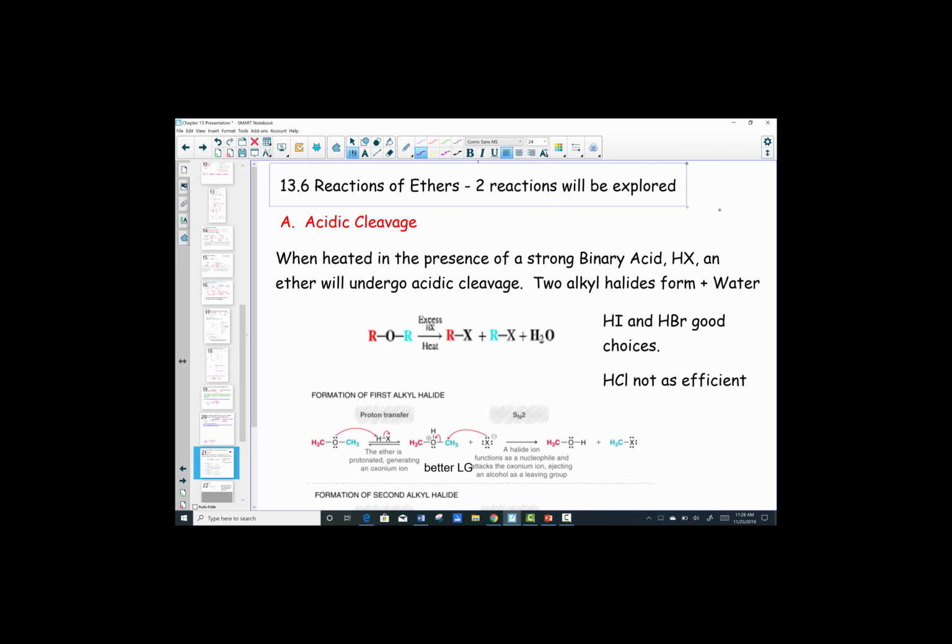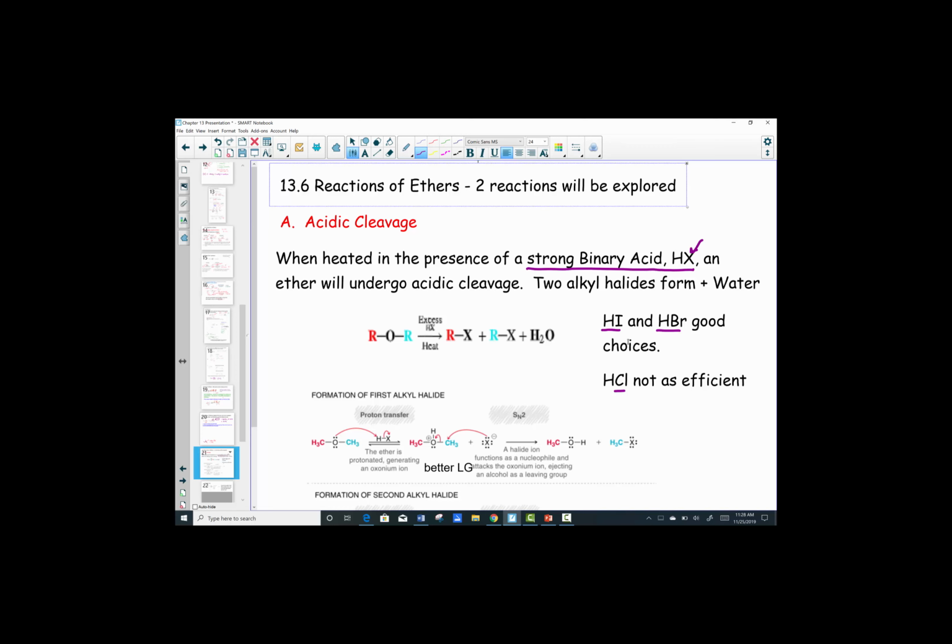Now we know cleavage means to break a bond. When heated in the presence of a strong binary acid, such as HX, X representing the halogen, HI, hydroiodic, HBr, hydrobromic are good choices. HCl doesn't seem to be as efficient in this reaction, so your better choices would be the most reactive binary acids, hydroiodic and hydrobromic.